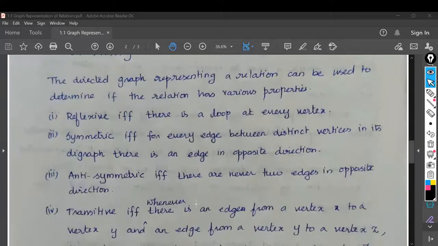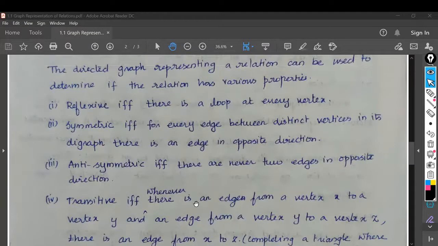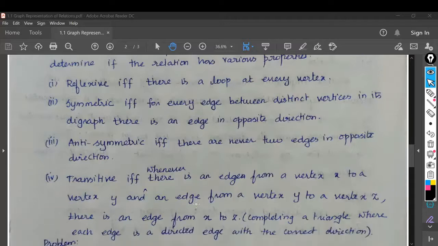So here is our thing. The directed graph representing a relation can be used to determine the properties of the relation. Reflexive if there is a loop at every vertex. Symmetric if for every edge between distinct vertices in its digraph there is an edge in the opposite direction. Antisymmetric if there are never two edges in opposite direction, so there should not be two edges crossing in opposite direction.